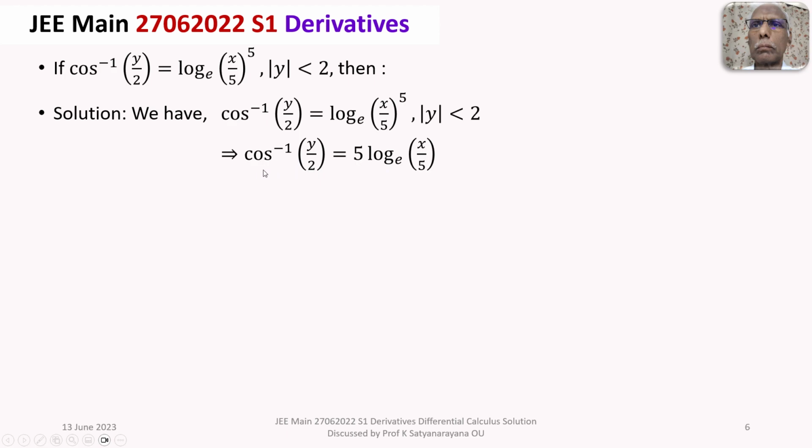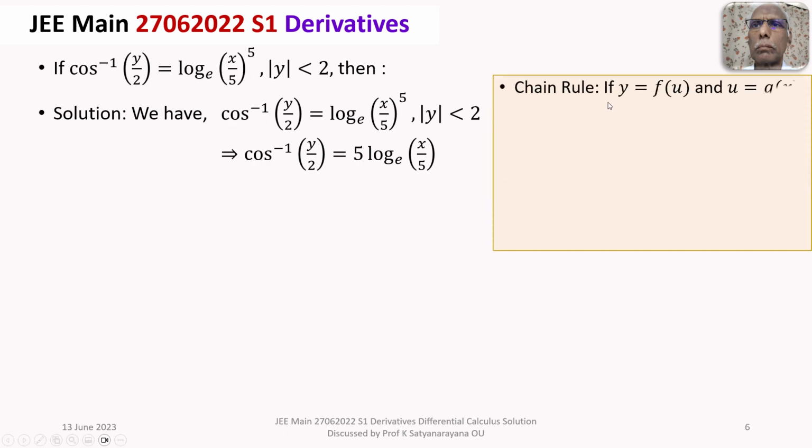To differentiate this, because we want the first derivative and then the second derivative, since the answer is in the second derivatives, the student should know a rule called the chain rule. What is the chain rule? If y is a function of u and u is a function of x, then dy by dx is equal to dy by du, differentiate y with respect to u, multiplied by du by dx, that is, differentiate u with respect to x. This is called the chain rule.